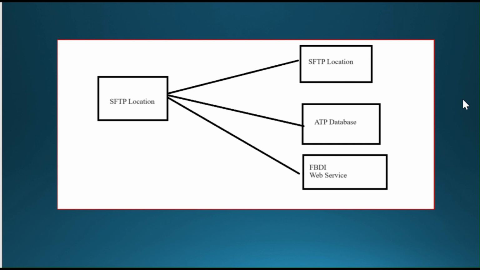The third requirement is we have to read that file from the SFTP location, and we can use the FBDI approach, right? We can import that file. And also we can read that file from the SFTP location and call the web services accordingly by passing the input values, right? These are the various scenarios we can use in real time.